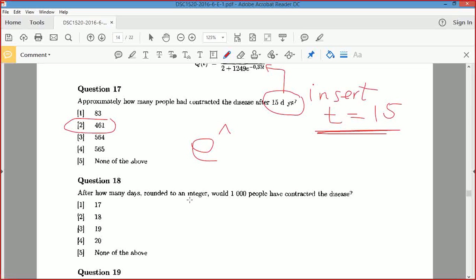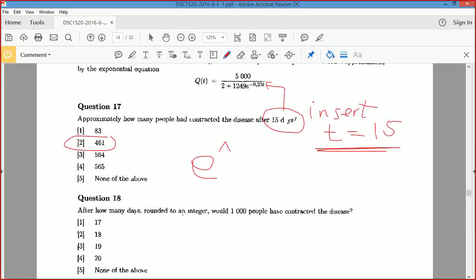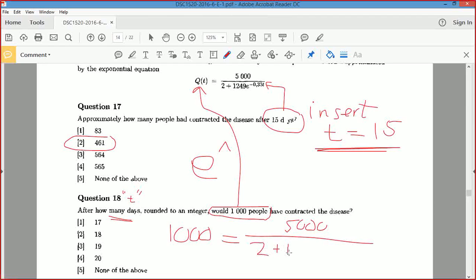18 is a bit more challenging. Why? After how many days, rounded to the nearest whole number? You're working backwards. So now they want to know what the days are, which is the T. Do you agree? Yes. You've been given the number of people contracting the disease, so you've been given the Q. So I'm going to write down 1,000 equals 5,000 over 2 plus 1249 e to the power negative 0.33 t.